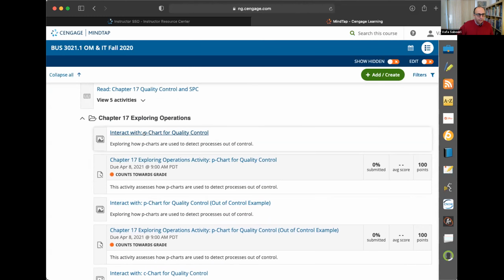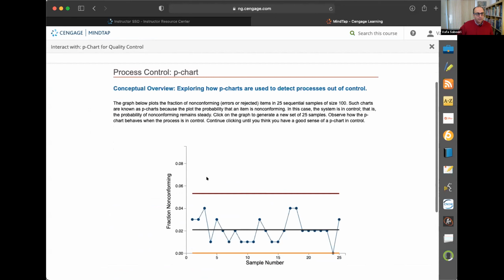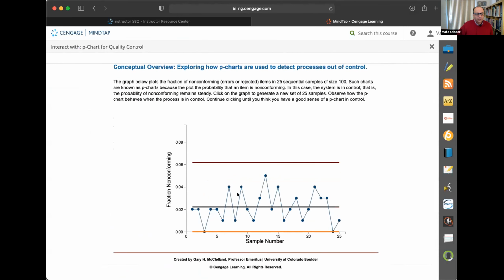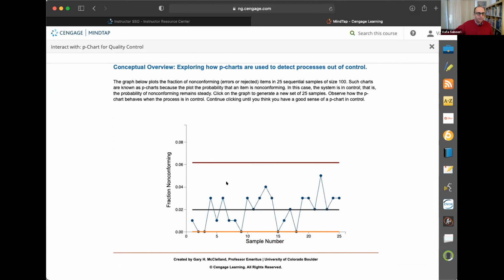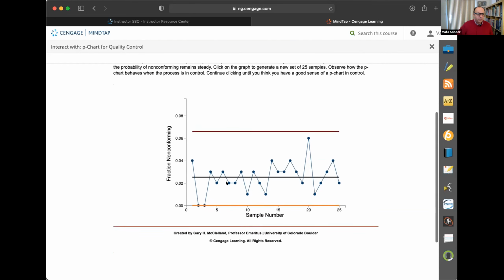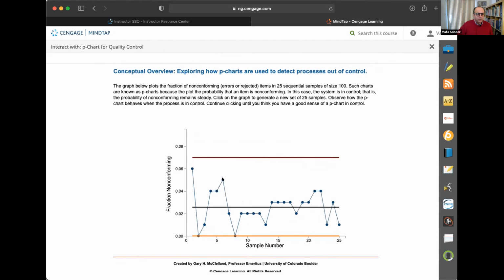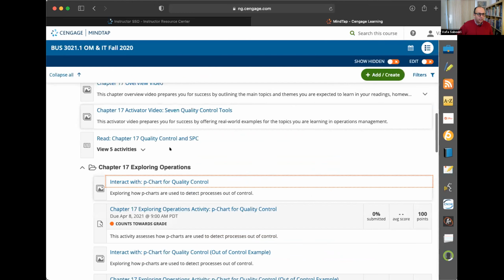So first, this is a P chart, okay? This is a P chart here that you have. And every time that you click on this graph, it basically gives you another random sample of 25, okay? It basically draws 25 samples. And it does all the calculations behind the scene and plots one big P chart for you. So this is how you interact with it. And then based on that, you can go ahead and answer some questions, okay?